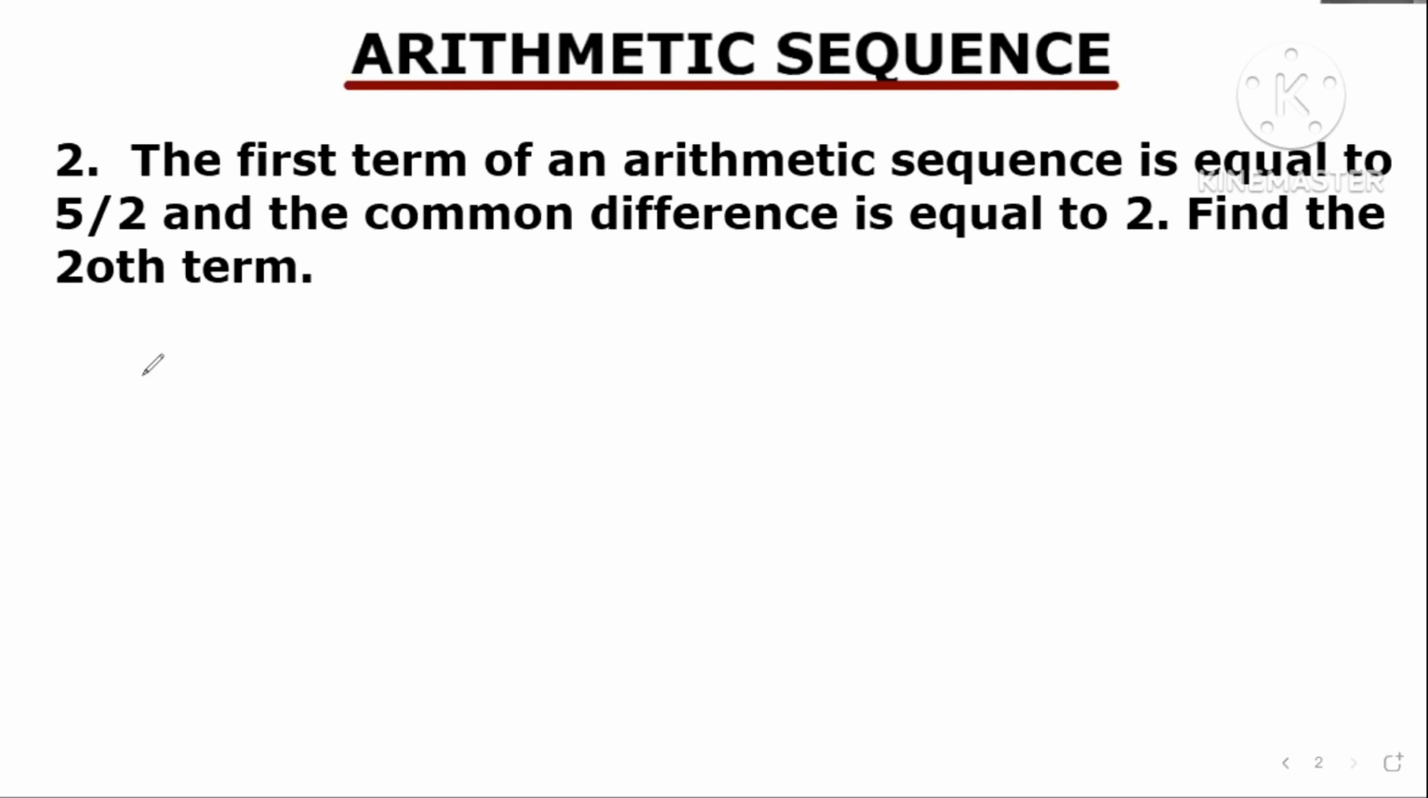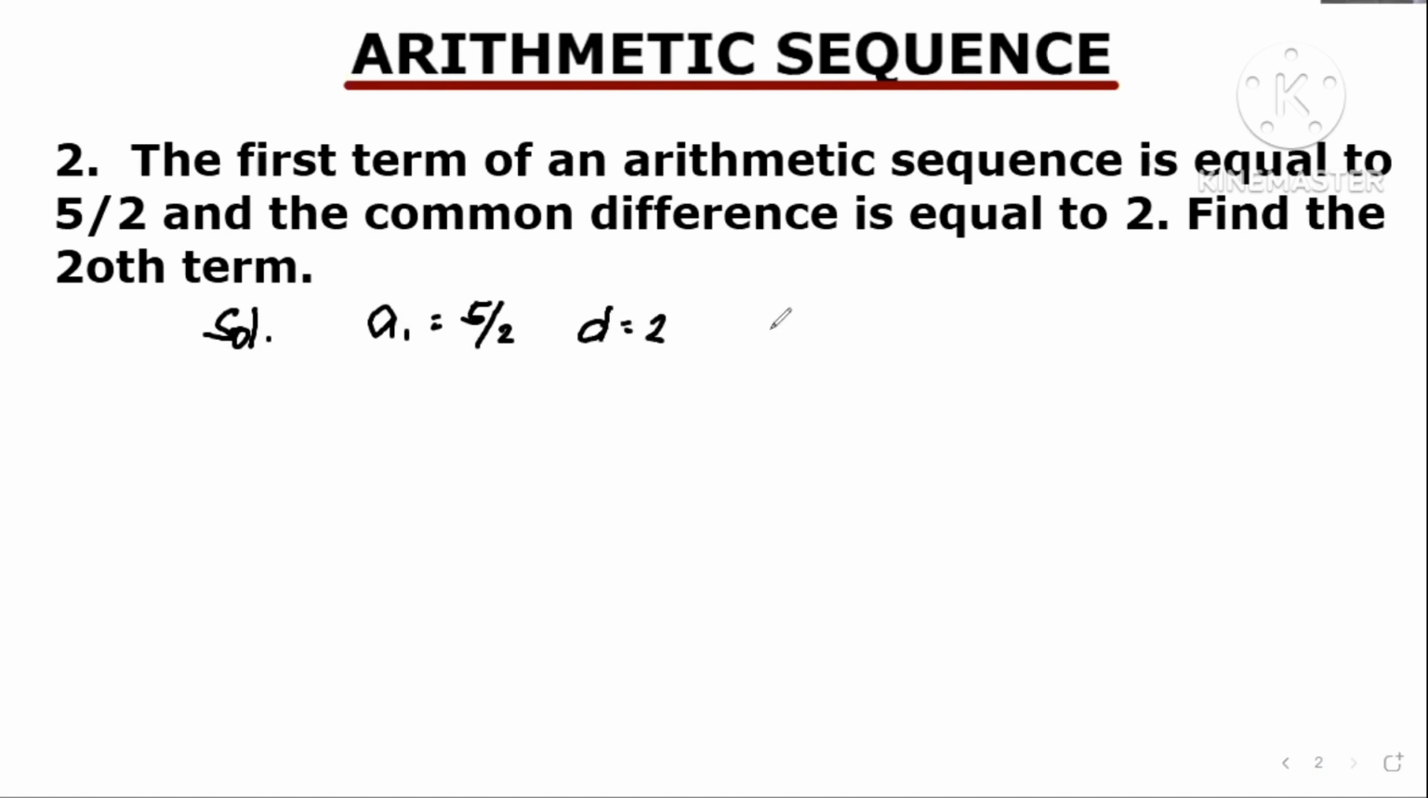Problem number 2. The first term of an arithmetic sequence is equal to 5/2 and the common difference is equal to 2. Find the 20th term. This time, bibigyan ko kayo ng fraction. Kanina, nagbigay tayo ng negative integers. So dito naman, fraction. Solution. We are given the first term, 5 over 2. So a sub 1 is equal to 5 over 2. Common difference is 2. So d is equal to 2.